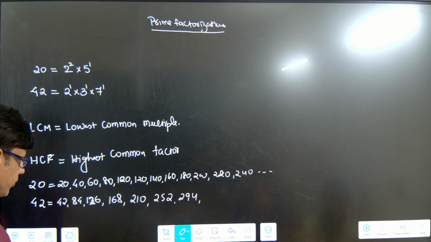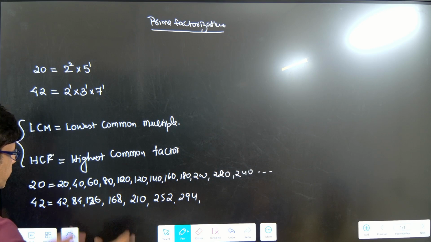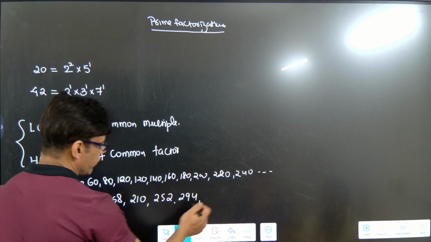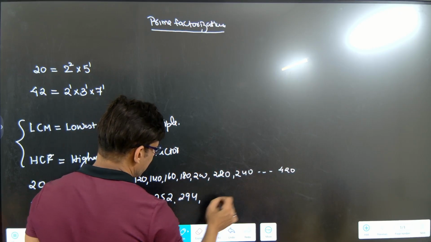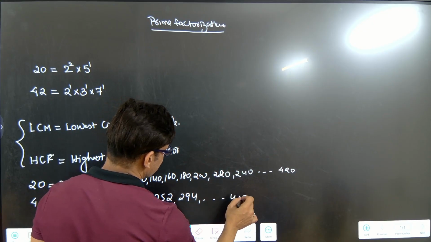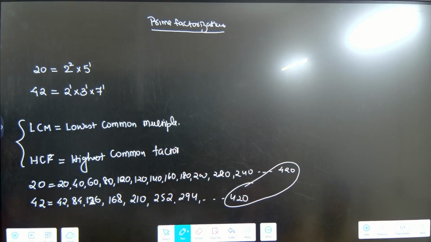Somewhere you will find that the numbers reach a point where these two lists are going to be equal, right? Somewhere you will have 420 here, and somewhere right there you have 420. That will be the LCM of these two numbers.